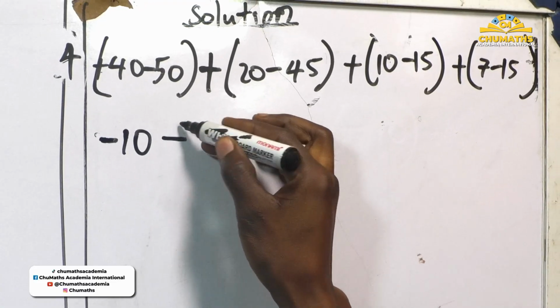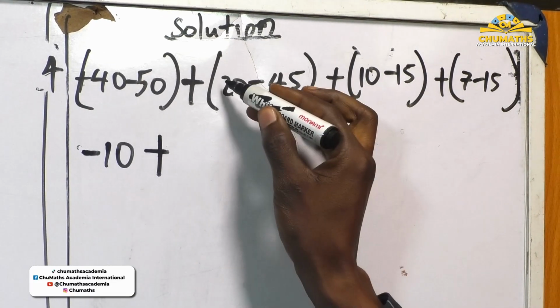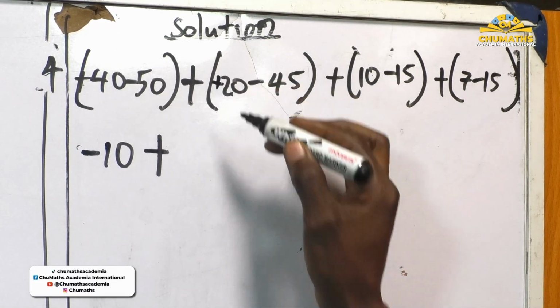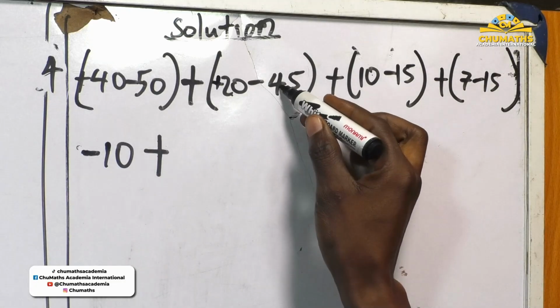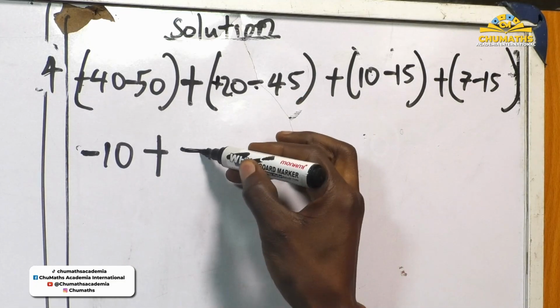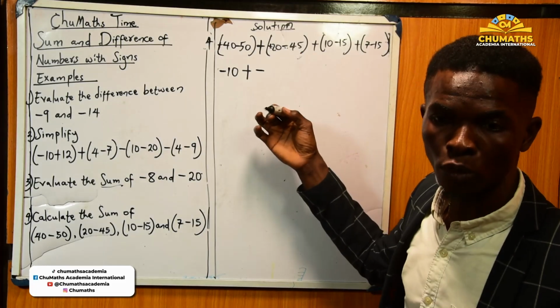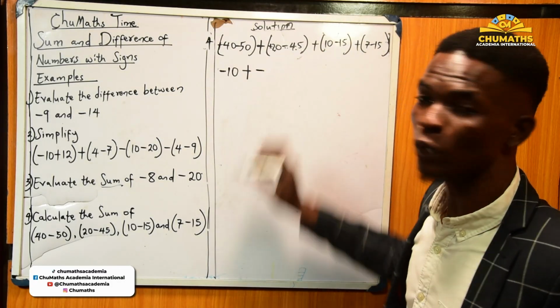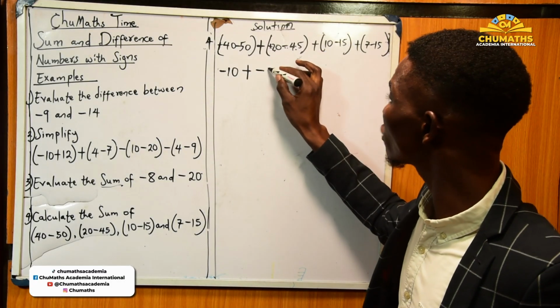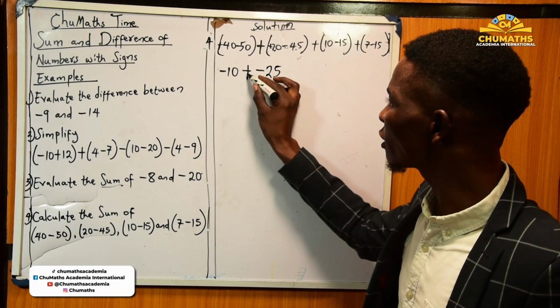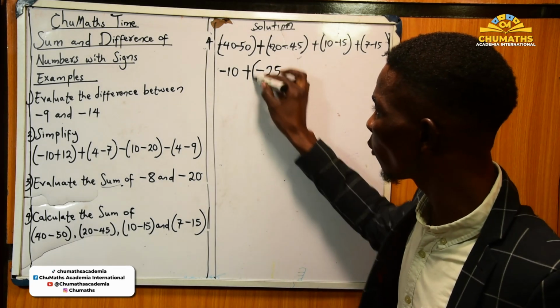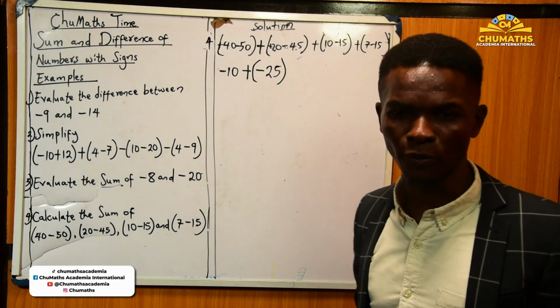Minus 10. Then plus. Take the sign of the bigger number. There's an invisible plus here for this number. So the sign of the bigger number is what? Minus. So that is minus. Are they the same signs? No. You subtract. 45 minus 20 is what? Is 25. But because the two signs are written together, I'll put this one in what? In brackets. I hope you are following me now.